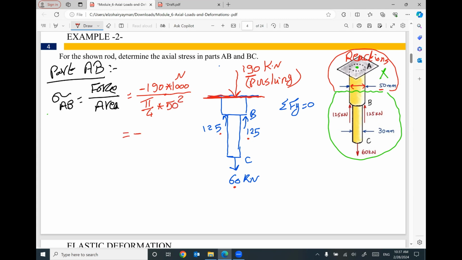So the stress will be compressive, negative. How much? 190 times 1000 divided by pi divided by 4 times 50 squared. It will be 96.8 megapascal, or Newton per millimeter squared. This is for part AB.